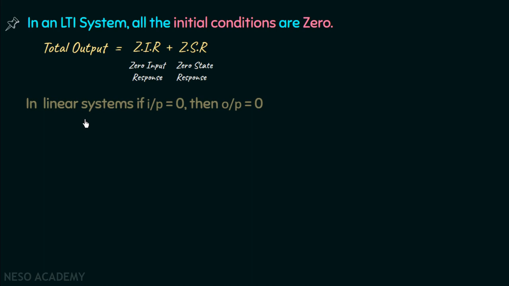Now in the case of linear systems, if input is equal to 0, then output must be equal to 0. It is a property of linear systems that if input is equal to 0, then output must be equal to 0. That is, the initial conditions must be equal to 0, because if the initial conditions are not equal to 0, then the zero input response will come into the picture. Then the total output will not be equal to 0, it will be equal to ZIR. But in the case of linear systems, the output must be equal to 0. That is, the total output in the case of linear systems must be equal to ZSR.